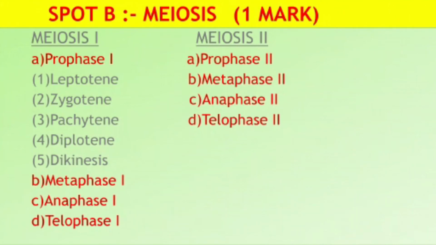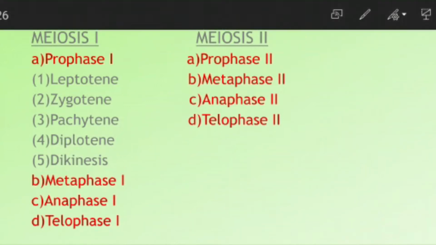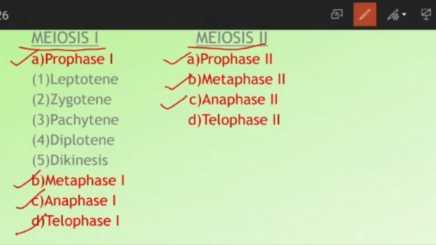Students, now study biology practical question number 4, spot B, that is meiosis. The weightage of this spot is 1 mark. In this meiosis spot, any one chart will be kept in front of you. You already know meiosis consists of two phases, meiosis 1 and meiosis 2. Meiosis 1 is again divided into 4 parts: prophase 1, metaphase 1, anaphase 1 and telophase 1. Meiosis 2 is also divided into 4 parts: prophase 2, metaphase 2, anaphase 2, telophase 2.